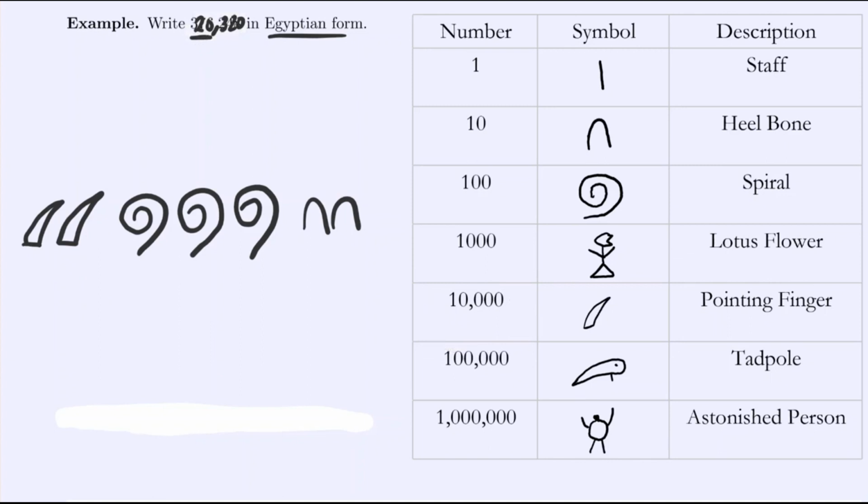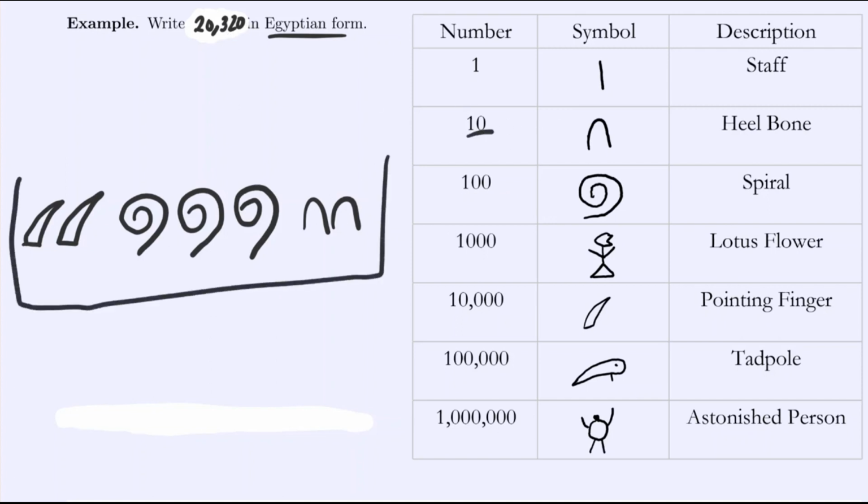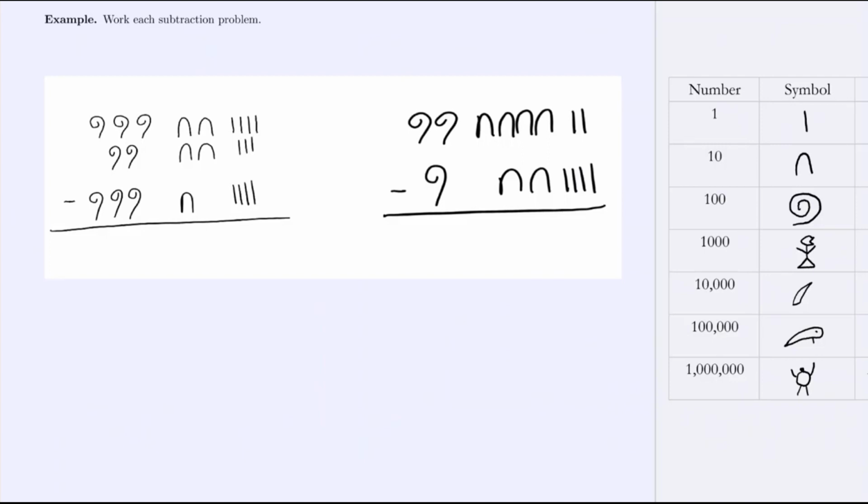So next we look at the 300. To express 300, we just need three 100s. So we had three spirals. We've got the 300 taken care of. To express 20, we just need two tens places, and that's it. So this is our 20,320 in Egyptian form.